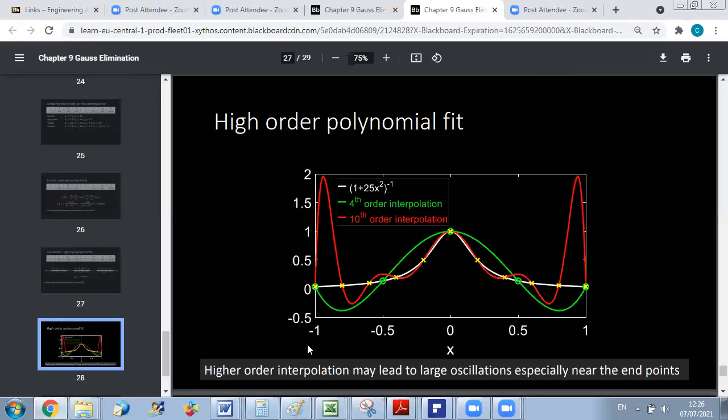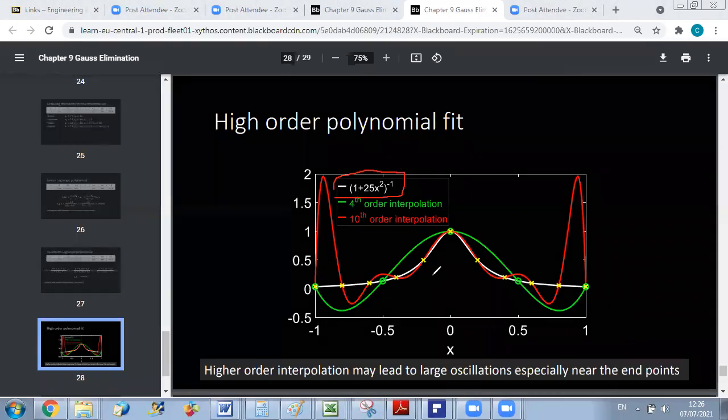So here, if you consider the function 1 over 1 plus 25 x squared in the interval between -1 and 1, the white line represents the exact function. And we want to interpolate this function using two different orders. We tried the fourth order interpolation and we tried the 10th order interpolation.